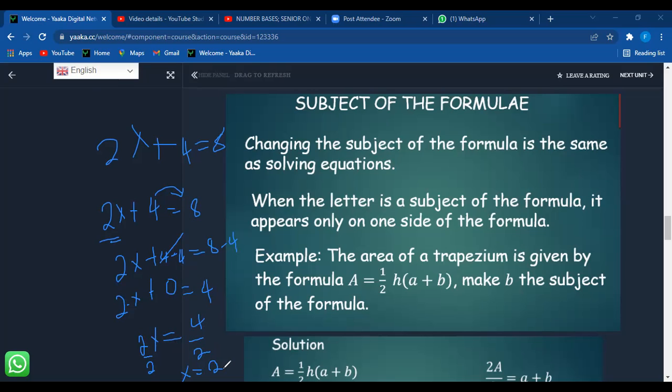Okay? So in solving this equation, we are making x the subject of the formula. And then I think I can rub that. Is it okay if I rub? Yes.